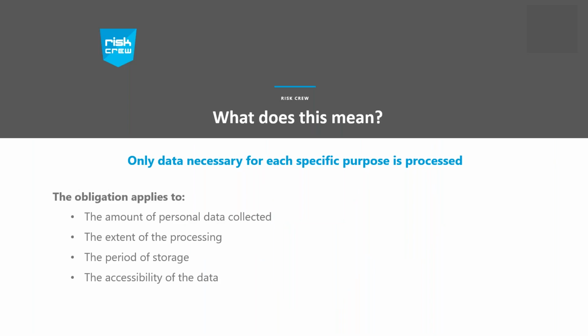So what does this mean? Only the data necessary for each specific purpose is processed. That obligation applies to the amount of personal data collected, the extent of the processing of that data, the period of the storage, its retention period, and the accessibility of the data.